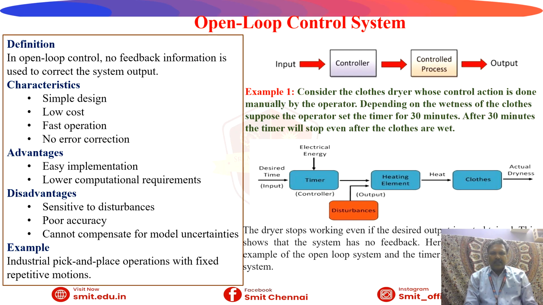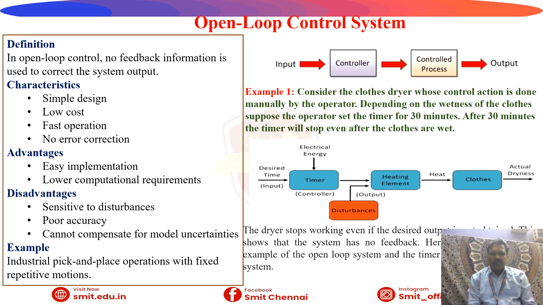So this is the open loop system. In an open loop system, no feedback information is used to correct the output. So it is a series type. Whether the result is correct or wrong, it doesn't matter. It forms a linear path, and there is no feedback. The characteristics are simple design, low cost, fast operation, and no error correction.